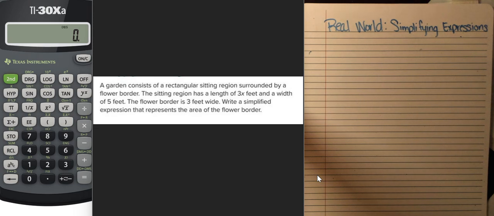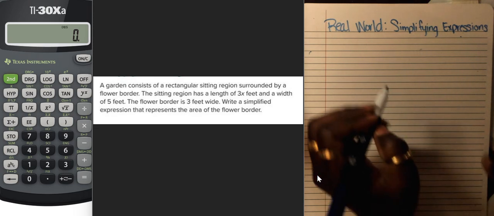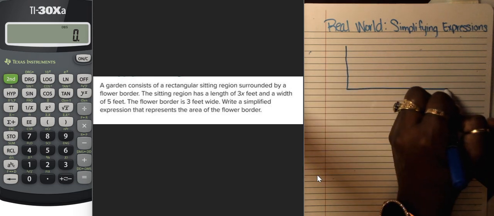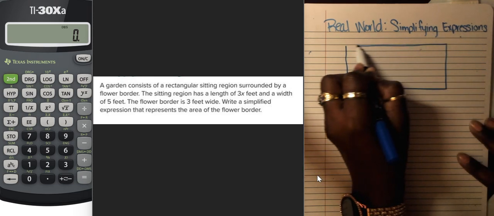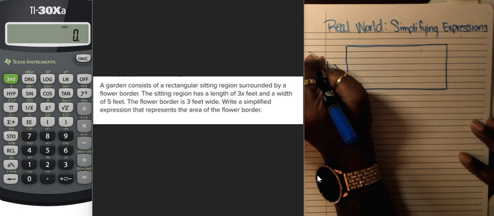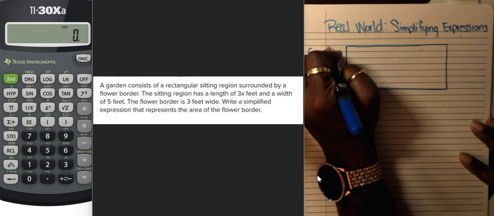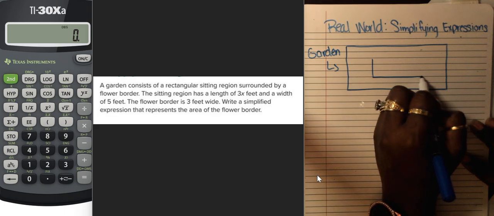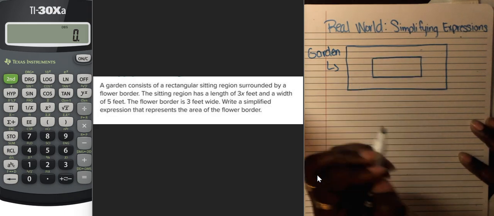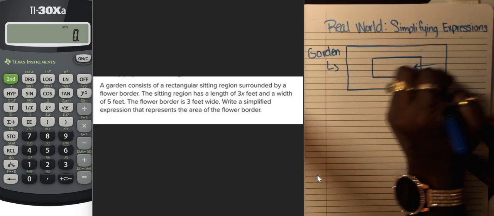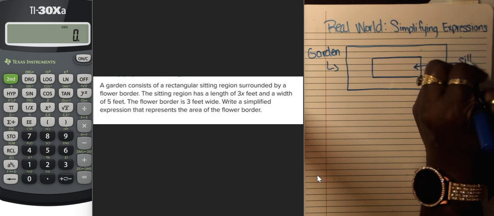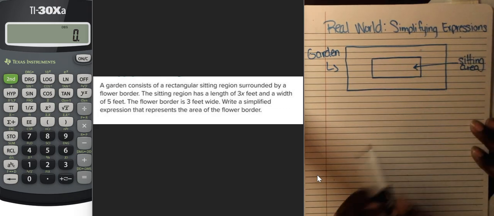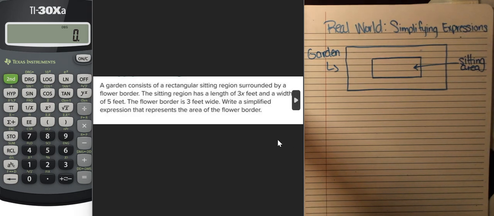of the flower border. So, first thing I'm going to do is draw out this rectangular shape. This is going to represent our garden. I'm going to call this our garden. Okay. So inside of the garden, you have a rectangular sitting area. Okay. And so we're going to call this our sitting area. Okay. And so what do they give us in this story?